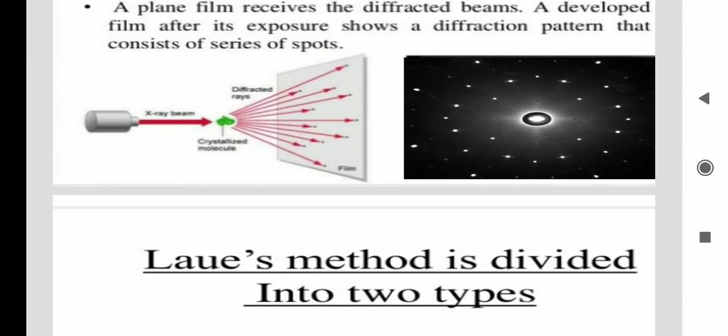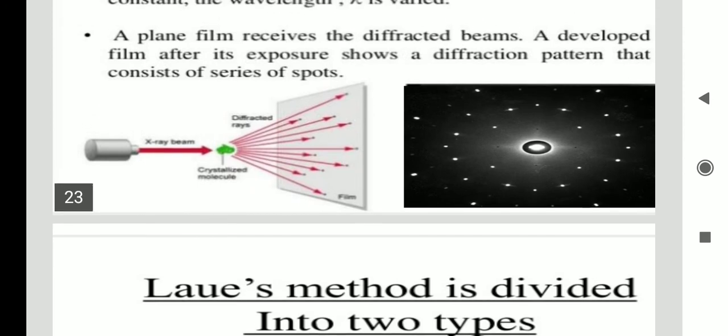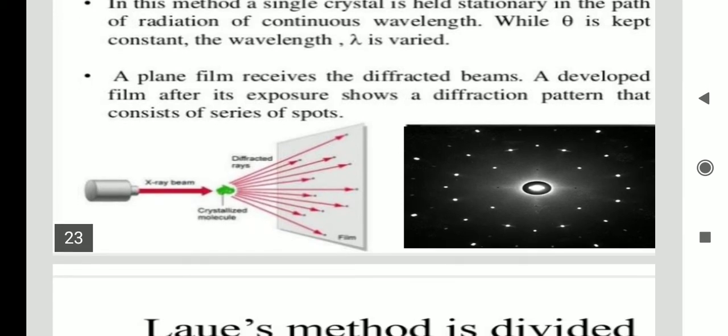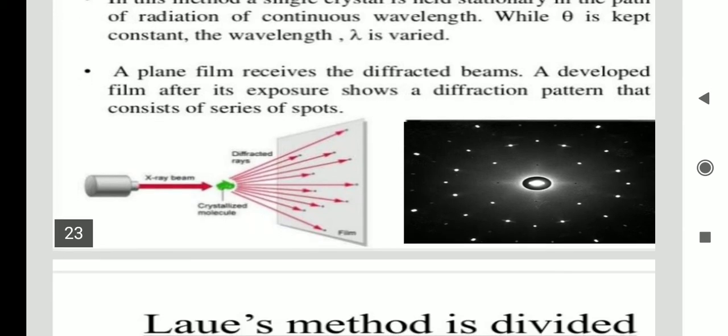So here the X-rays are incident on a crystal. The crystal is fixed, and that is the reason theta is constant. There is no movement in the crystal. It is in a fixed condition. It is a stationary crystal.